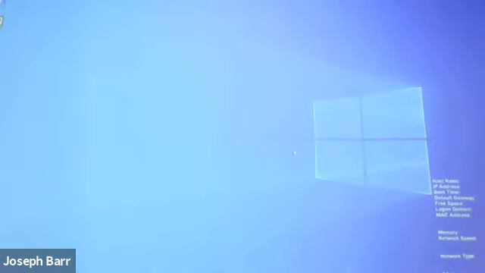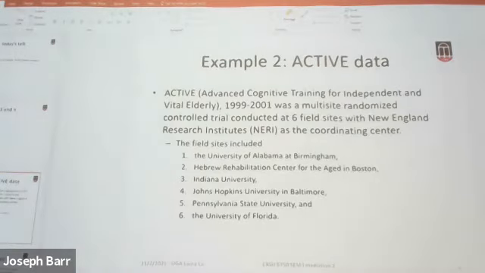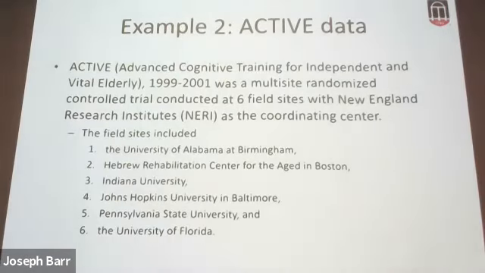Any questions for homework 3 and 4? No. Okay, good. So let's move forward to our mediation. Previously we had a simple example with 3 variables and a mediation analysis.